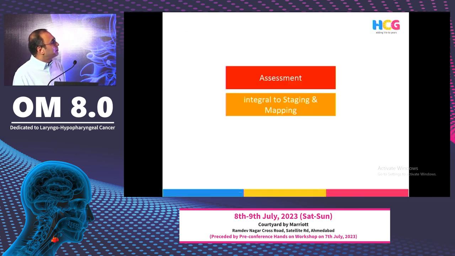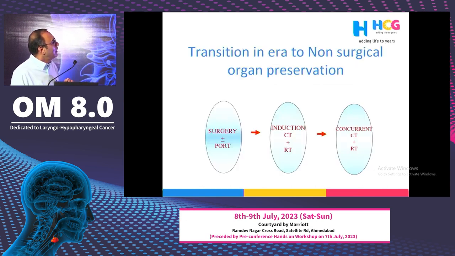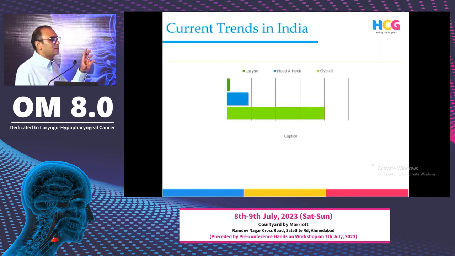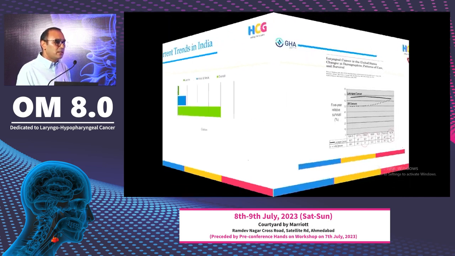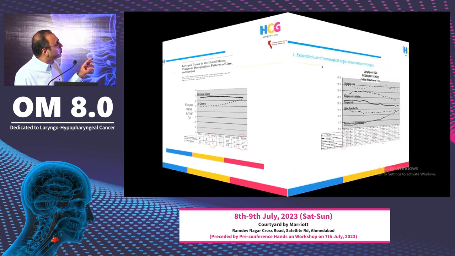And coming to the last part of assessment, which again is very integral to the first two which I spoke, the staging and the mapping. Now, I'm going back to the Hoffman's data, an old paper, but a very significant one, which talked about how laryngeal cancer survival was dipping among all the survivals. And we saw the era changing from surgery to non-surgical organ preservation. Now, in this entire trend, laryngeal cancer, although a small part of head and neck, still becomes relevant to understand how we choose these patients.